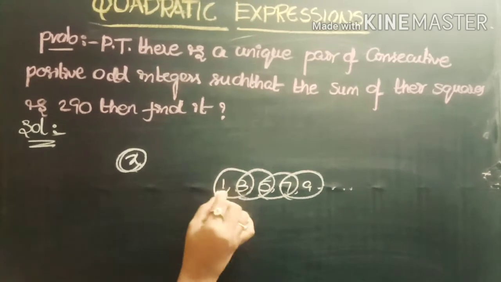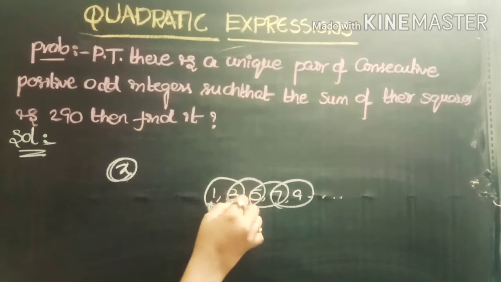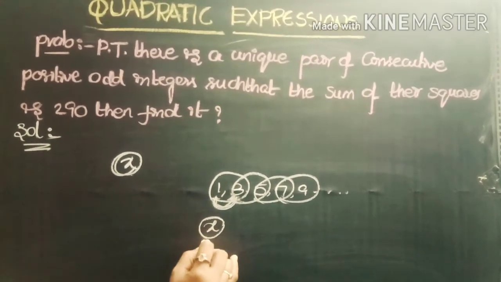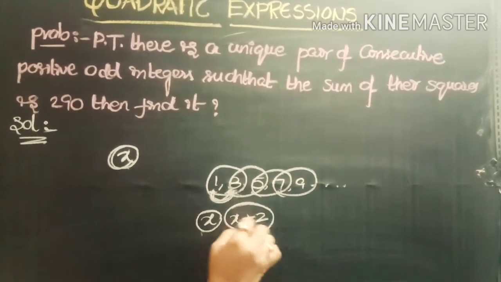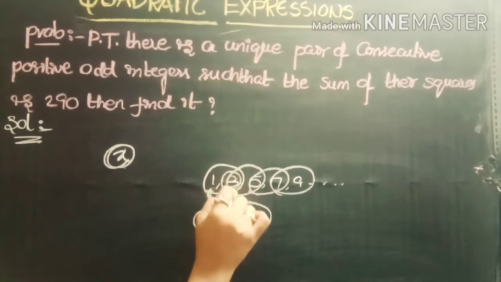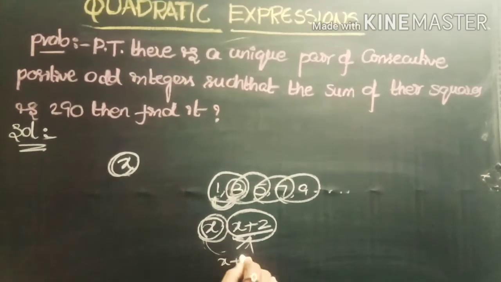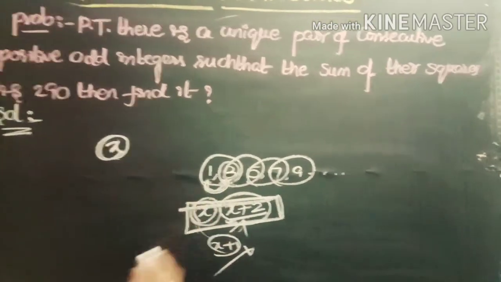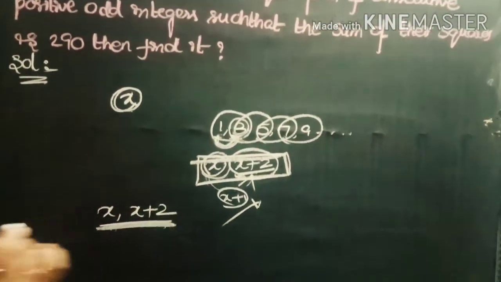So here 1, 3, the difference between two consecutive odd integers is equals to 2. For example, if x is any positive odd number, then what is the next positive odd number? x plus 2, since the difference between the two numbers is equals to 2. After 1 we get the number 3, not 2. Similarly, after x we get the next number as x plus 2, not x plus 1. So here the consecutive positive odd integers means we take these two numbers, that is x comma x plus 2. These are the consecutive positive odd integers. What is the given data?